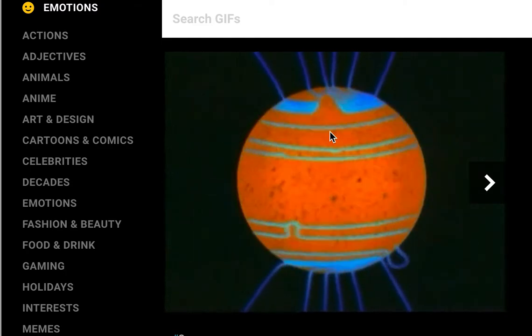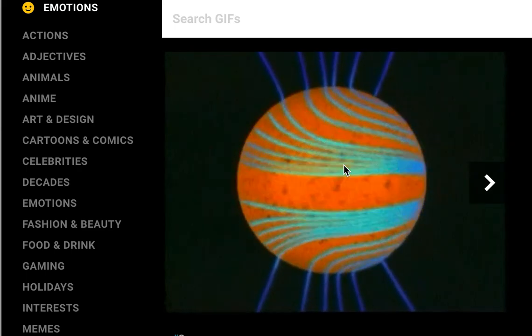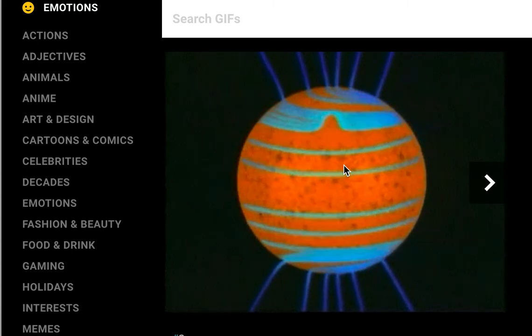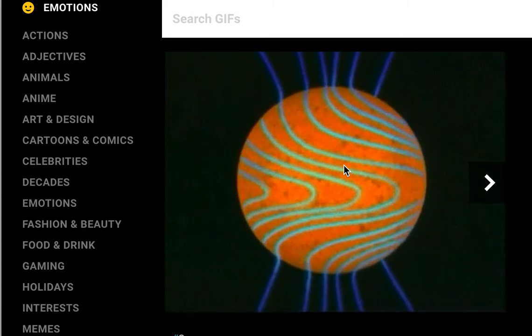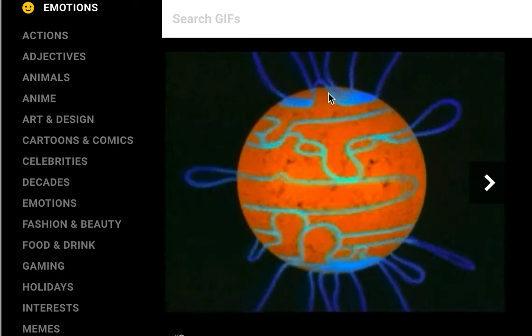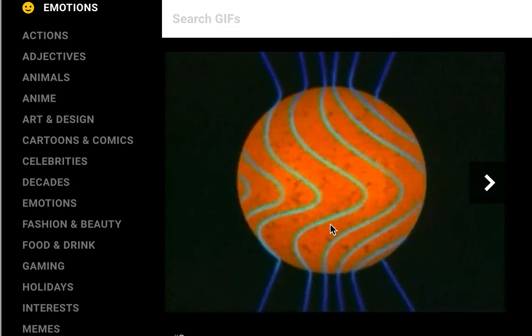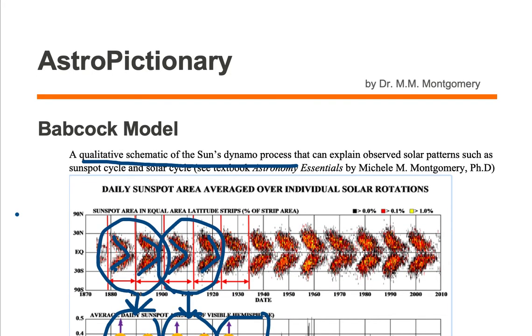This explanation of what's going on inside the sun qualitatively, with these magnetic field lines wrapping around in the interior over 11 years, magnetic field lines popping out the surface, and after 11 years, the magnetic field lines breaking apart so they go back to vertical here, is what Babcock was trying to explain in his model. This is called the Babcock model. It's a qualitative explanation of the sun's dynamo process.